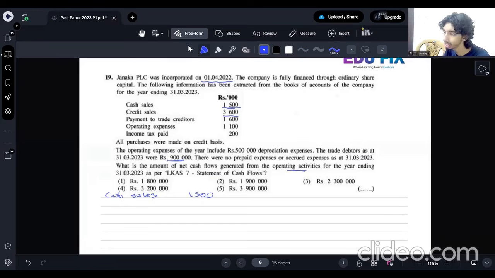That means during the year, your debtor has paid 3,600 minus 900, that is 2,700. So you can say receipt from debtor, that's operating activity, 2,700. So here you don't have to waste time drawing a T account.